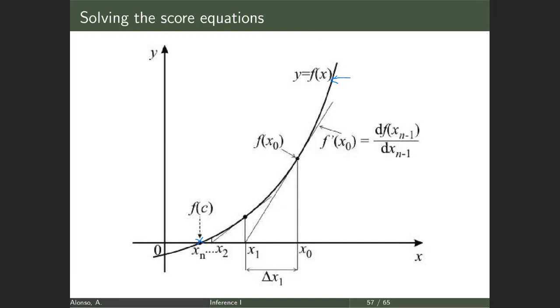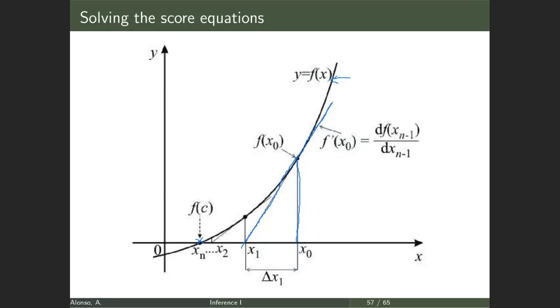What Newton-Raphson does is you start with an initial value x0. Once you have that initial value, you calculate the tangent. You approximate the curve by a line, which is the tangent of this curve at point x0.